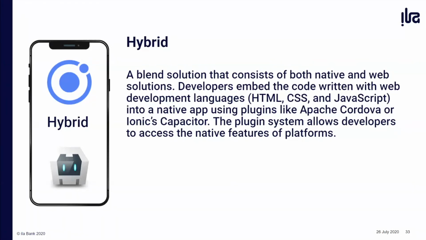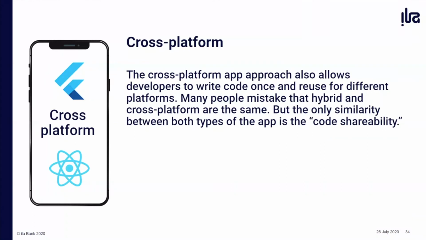And the third one is going to be cross-platform. Cross-platform also allows developers to write code once. It's the same way in hybrid, you only need to write the code once, and using Cordova, you can publish it to iOS and to Android. The same way here in cross-platform, you will only write it once. However, many people mistake that hybrid and cross-platform are the same, but the only similarity between them is code reusability or code shareability. Let's get into more details.